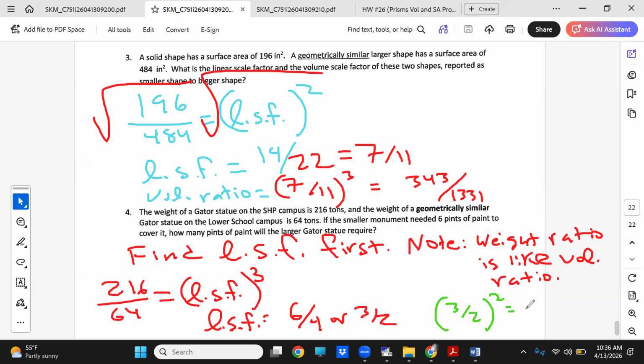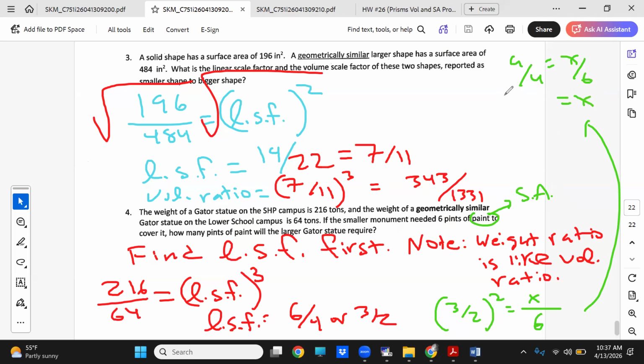And because we're doing small to big, because this is dealing with surface area, right? 6 pints of paint, because you're covering the entire surface. So if I do that up top here, 9/4 equals x/6. What's x going to equal?